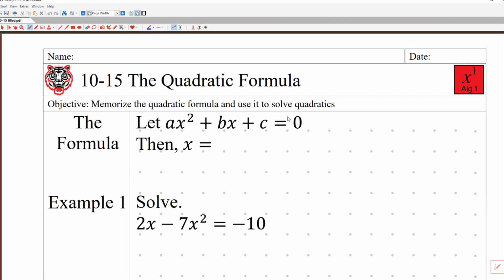This is Algebra 1, Lesson 10-15, the Quadratic Formula. Today's date is Wednesday, April 29th, 2020. So our objective today is to memorize the quadratic formula and use it to solve quadratics.